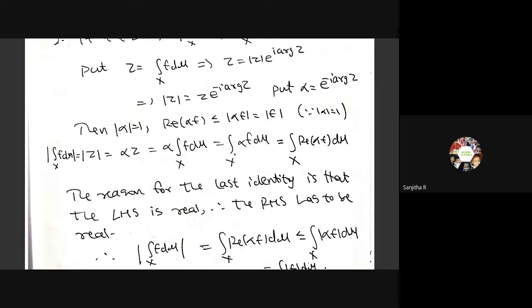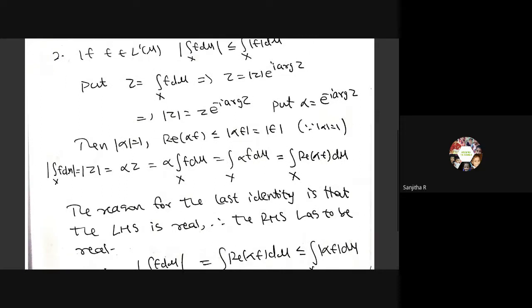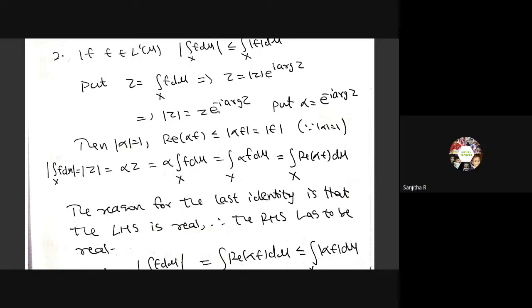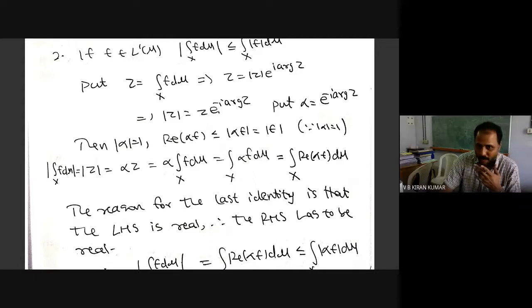Sir, z equal to the integral over X of f d mu. It's okay. Then we wrote that since z is a complex number, it can be written in the exponential form: mod z into e raised to i times the argument of z. After that step, mod z equals z e raised to minus i arg z. That is simply you are taking this here, so you have minus, just divide by it, taking this part to the left hand side. That's all. Okay. Clear, sir. Then, what about the remaining part?